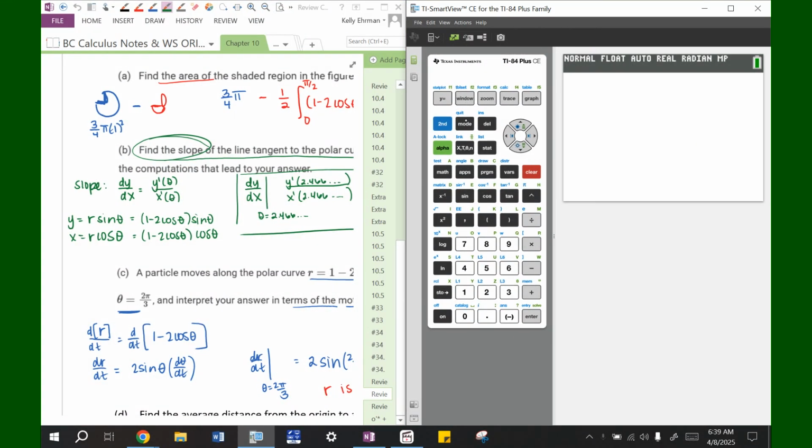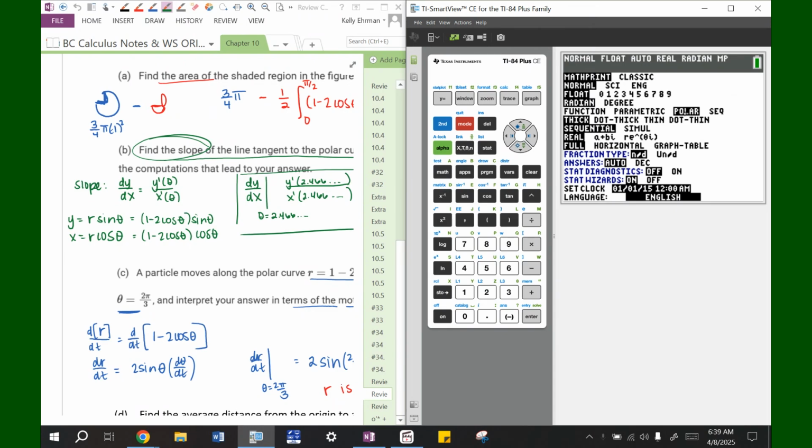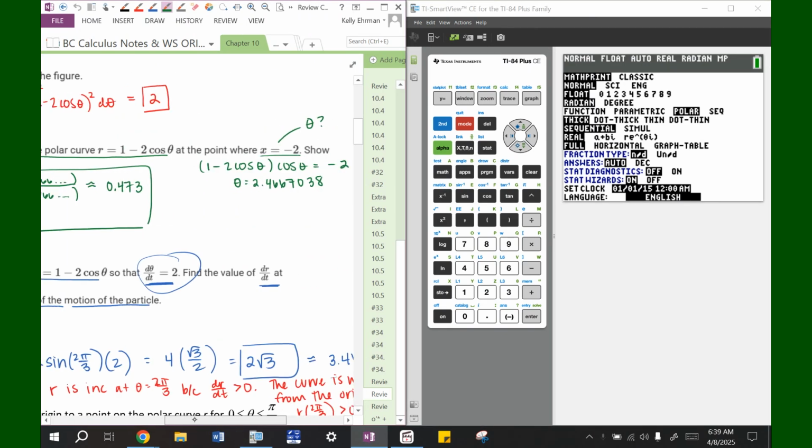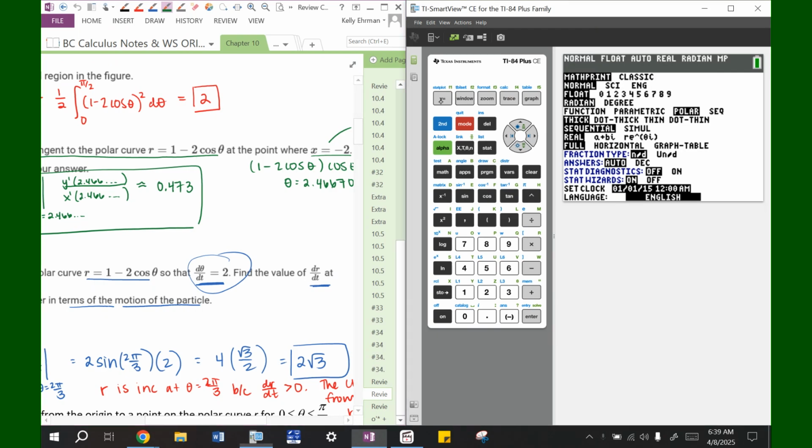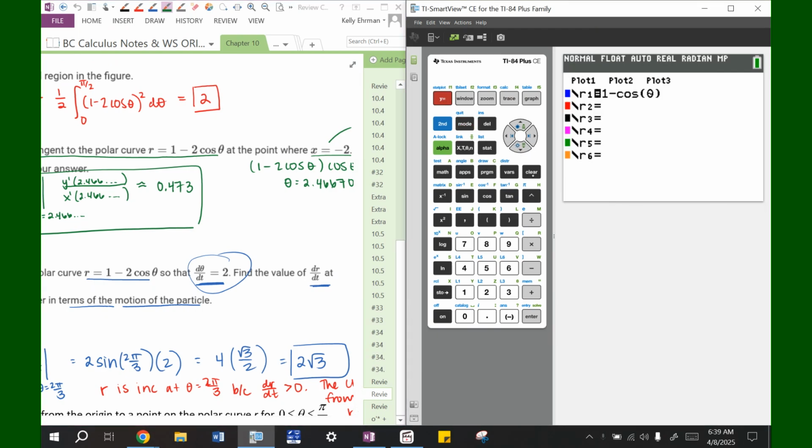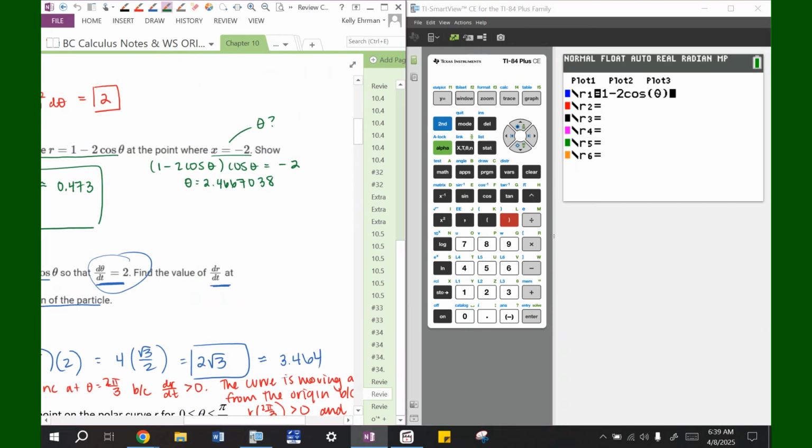You can switch to polar mode on your calculator. And if I want to find dy/dx at a certain point and I'm given a polar equation, I can just type this equation into the r equals. So here's the polar equation. I still needed to find where that point was, x equals -2. Like I still needed to find that theta in function mode.